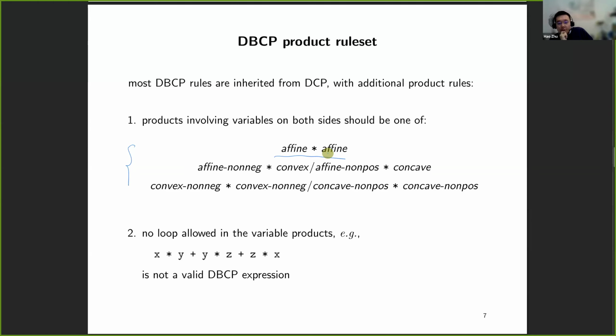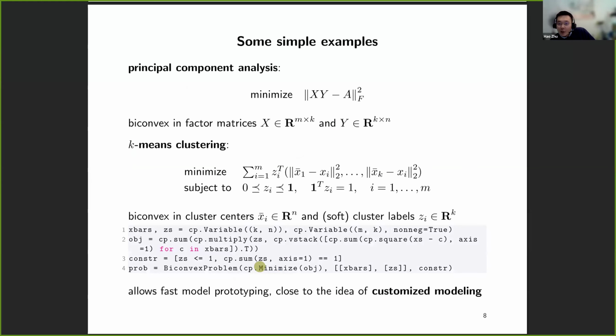One exception I want to mention is that, although we allow a product, no loop is allowed, because if you look at it, you cannot separate these variables x, y, and z into two groups where you fix one of them and the other is convex. But this is indeed a multi-convex problem, and I believe there's a CVXPY extension for that.